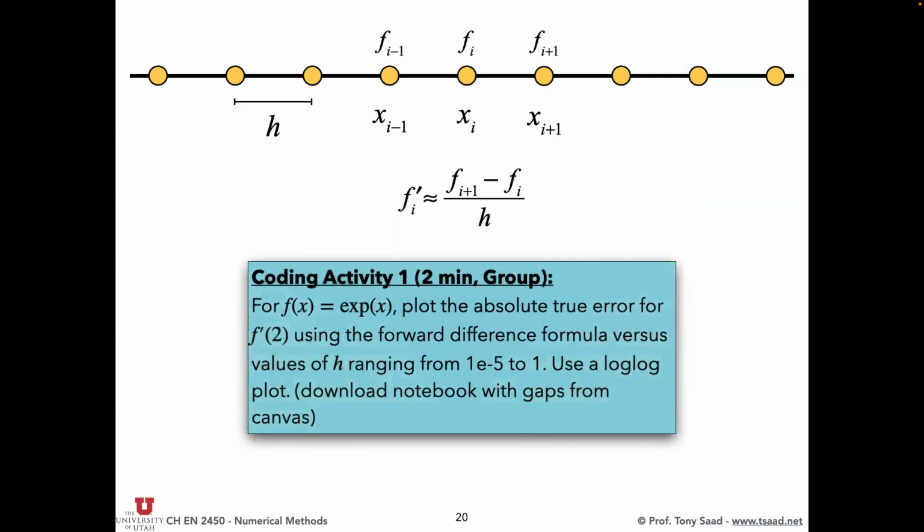All right, so now we're going to go to Python. For the function f of x equals e to the x, I want you to actually make that plot. Plot the absolute true error for f prime of 2 using the forward difference formula versus different values of h, ranging from 10 to the minus 5 to 1. Use a log-log plot, and start with the notebook with gaps from Canvas under finite difference methods. We know the forward difference method is order h, so we expect the slope of the error to be 1.